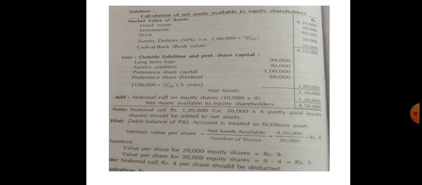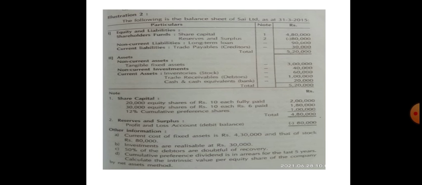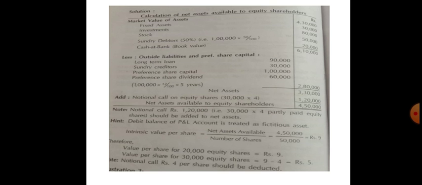Okay, so now see, we have to calculate the intrinsic value per share. Net assets available divided by the number of shares. So it means 4,50,000, the net assets, divided by 50,000. How is it 50,000? Now see, in this share capital, 20,000 equity shares plus 30,000 equity shares, the total is 50,000 equity shares. So 4,50,000 divided by 50,000 is equal to rupees 9. Okay, so this 9 is for the whole of the shares.